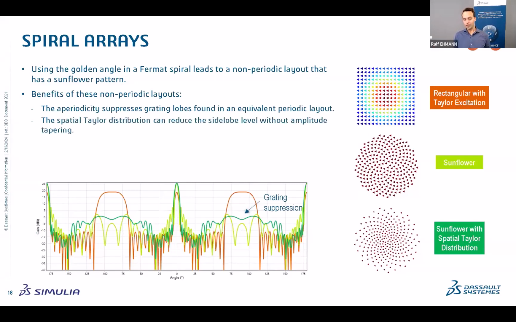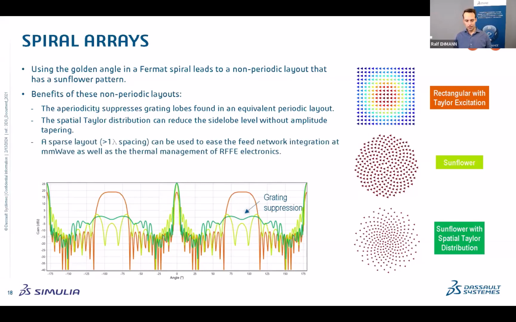But another nice thing is that you can also do a spatial Taylor distribution, of course, and suppress the side lobe levels without doing amplitude taper. So that's to the right-hand side bottom, you can see such a spatial Taylor distribution layout. So they get very big.